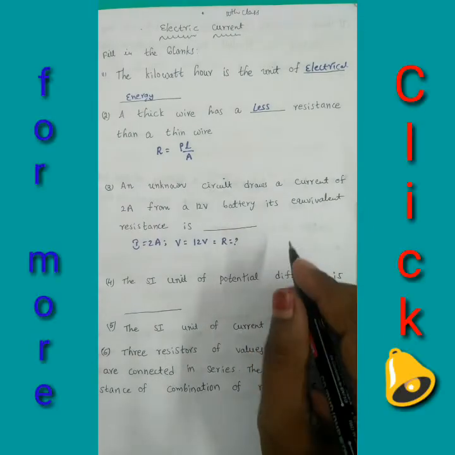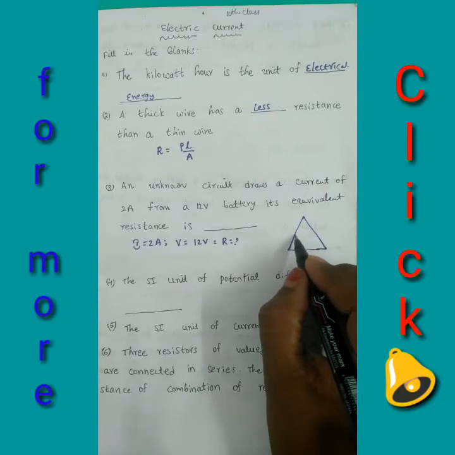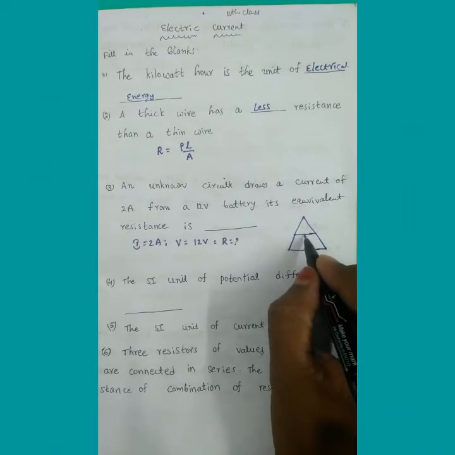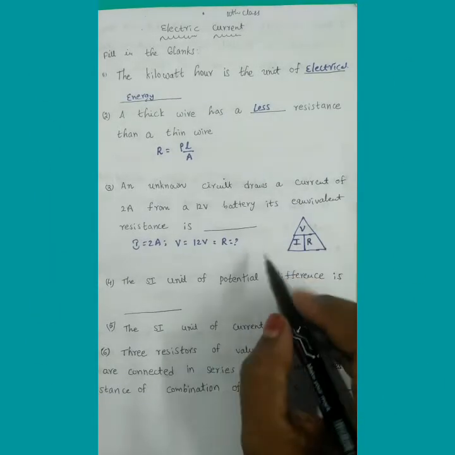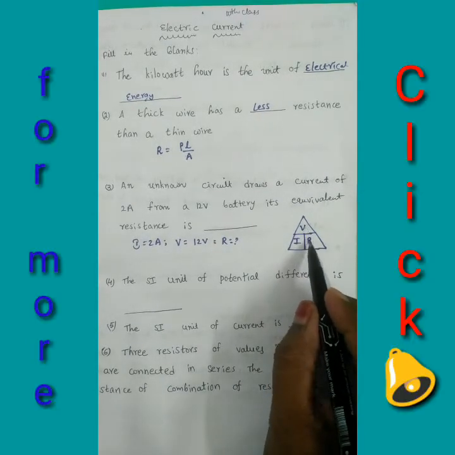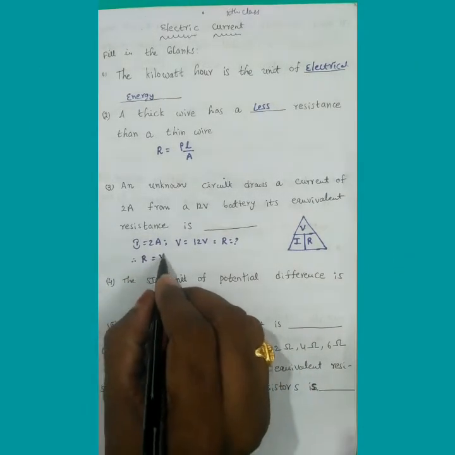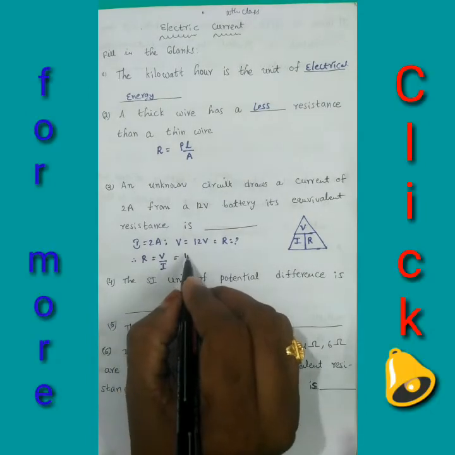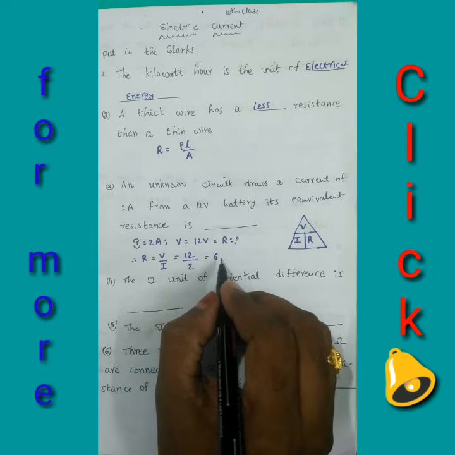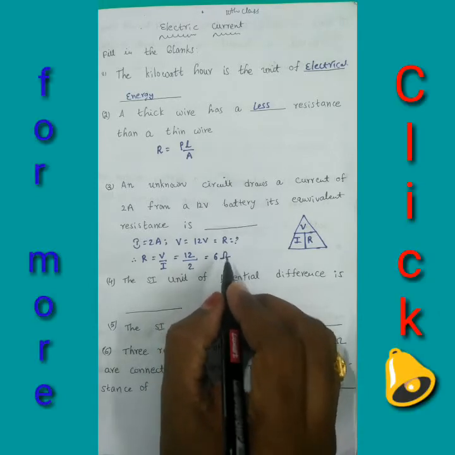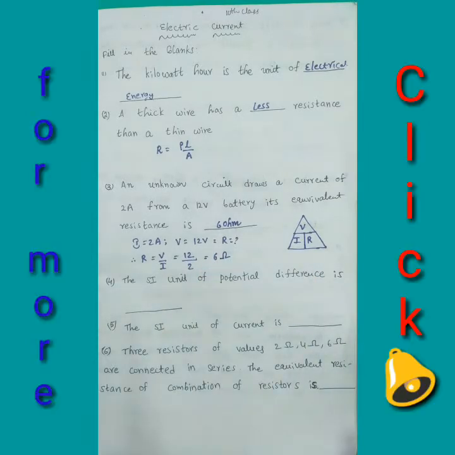You should remember this triangle, which is also called the magic triangle. V, I, R. Here we have to calculate R. That means R equals V by I. You should remember it like that. R equals V by I, that equals 12 volts by 2, that equals 6. And the unit for resistance is ohm. That's why the answer is 6 ohm.